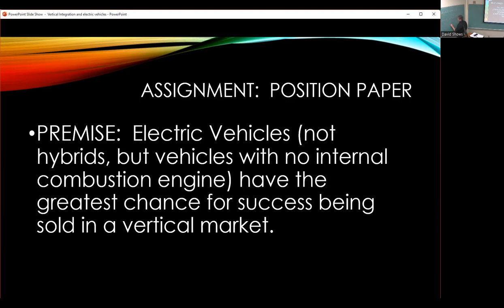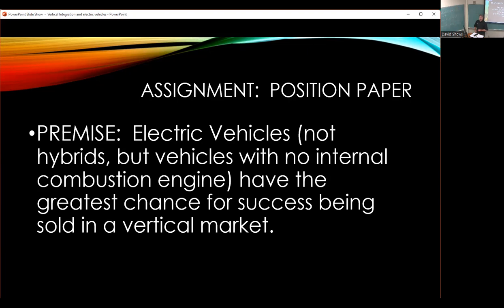Say yes to three of these conditions altogether. Best chance of success, sold in the vertical market. Do they have any chance of success at all?